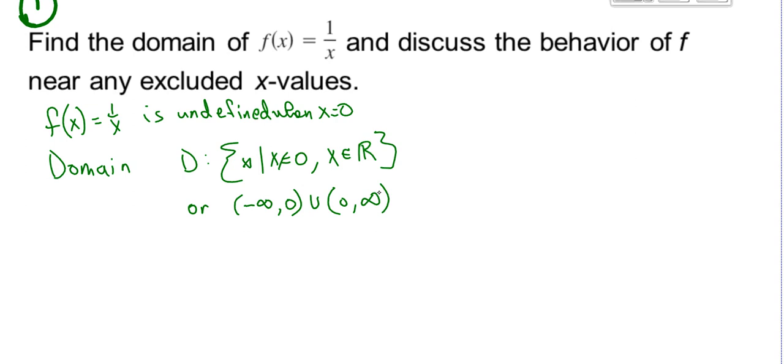And then it also tells us to discuss the behavior of f near any excluded x values. So this isn't like an English dissertation or paper about what the behavior is like. It's a mathematical discussion. So what we want to do to discuss this mathematically is give ourselves some data and look at what happens when we're very near 0, that undefined term. The way that we're going to do that is make a table of values. And if you were in math analysis, you've done this kind of work before.